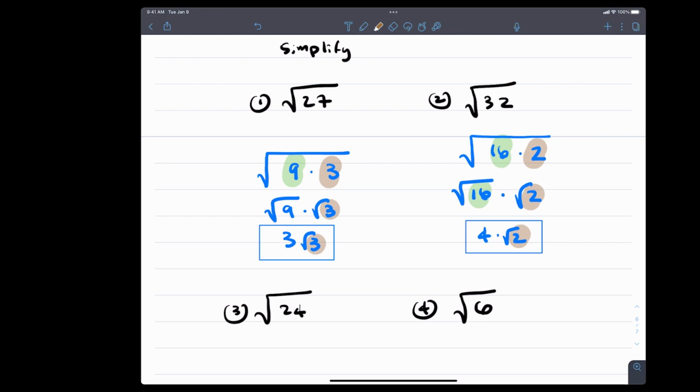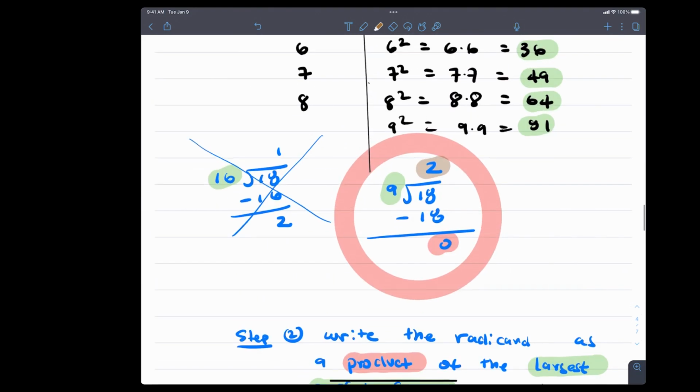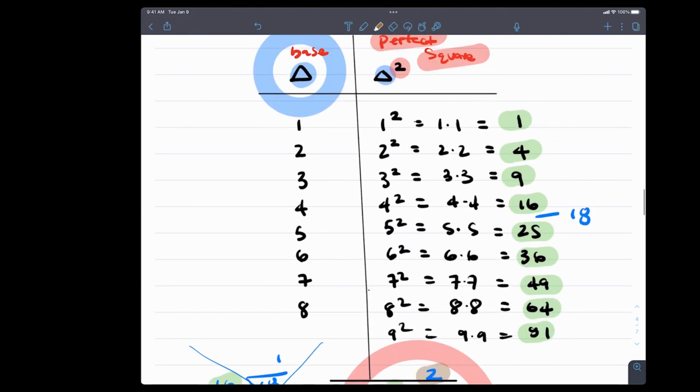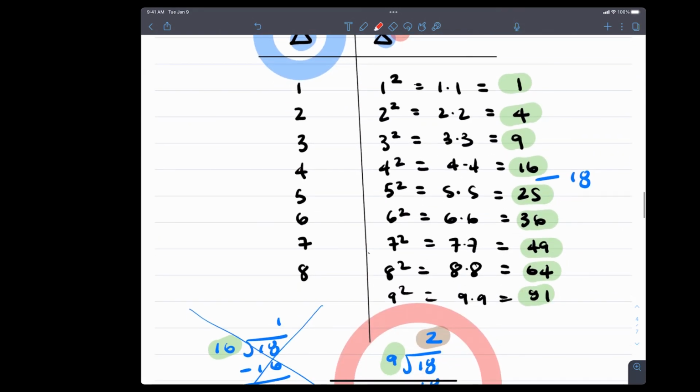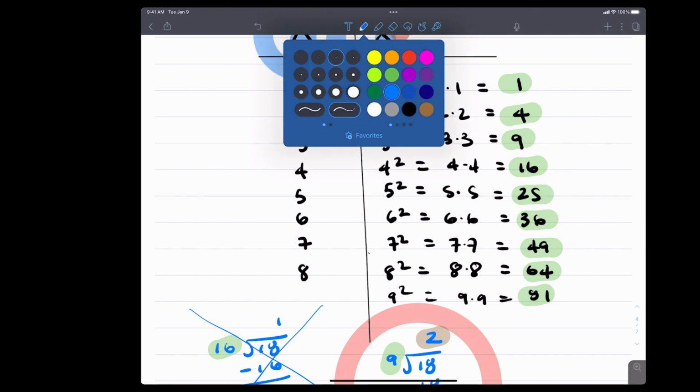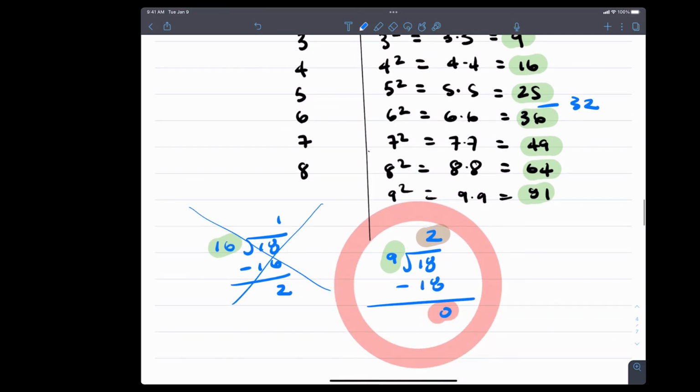There's only one answer. Yeah, but go back. That's a good question. Some people say, what about 4 times 8? That one works. Yeah, but what does step 1 say? It must be the what? The largest perfect square, not any perfect square. So here's my advice to you guys, right? 32 would be here.